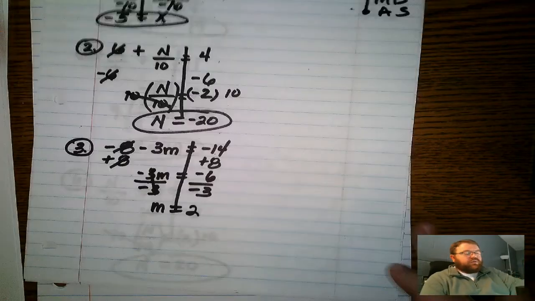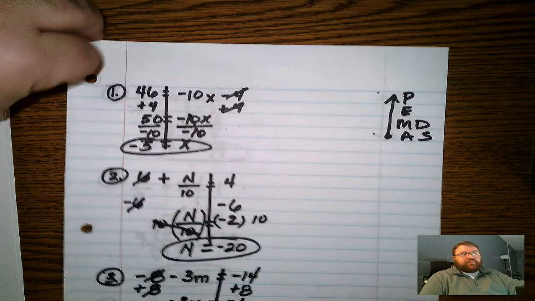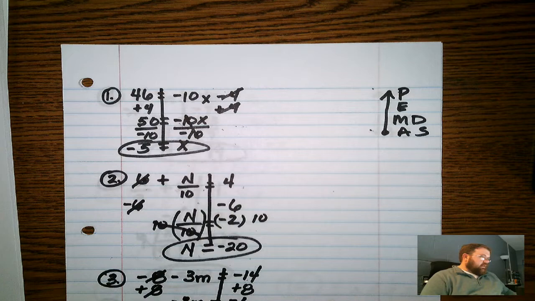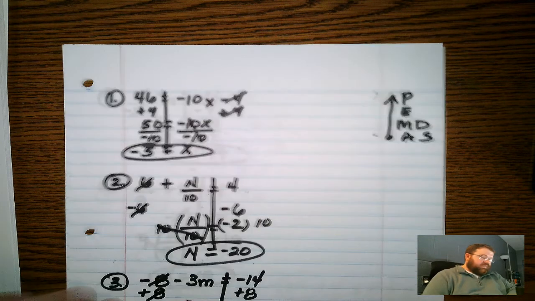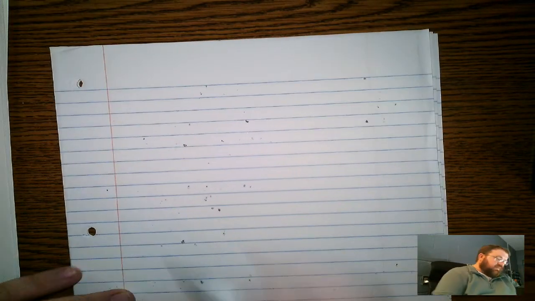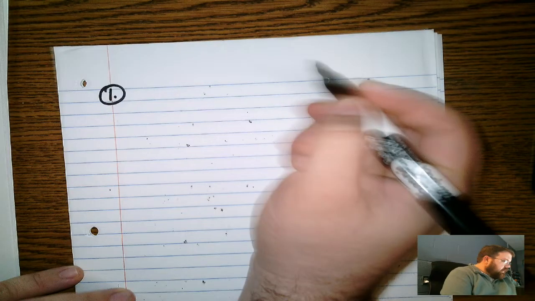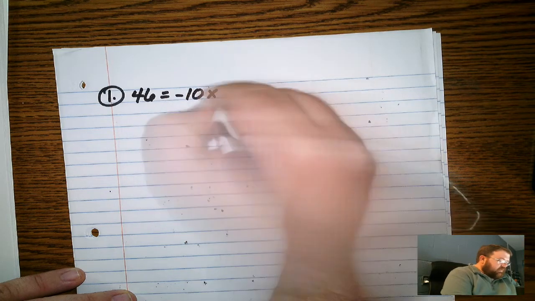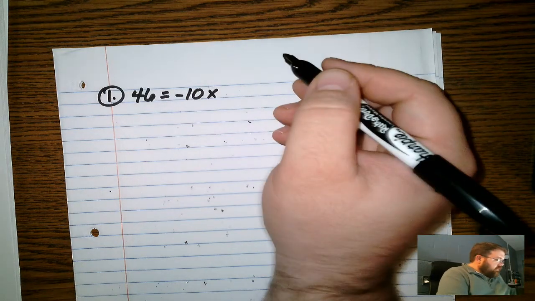However, one of the things that you need to make sure that you're doing is showing us your check step. I'm going to do that with a couple of these problems, and hopefully that's enough for you to understand how to do it, and you'll need to do it for the rest of the problems. So I'm going to do it with problem number 1. Problem number 1, we had 46 is equal to negative 10x minus 4.